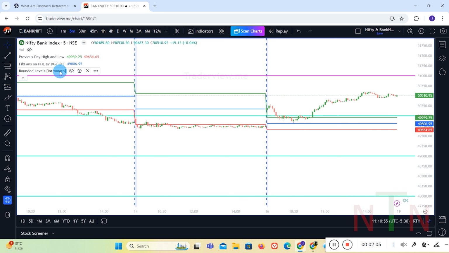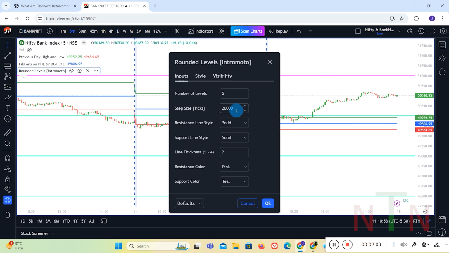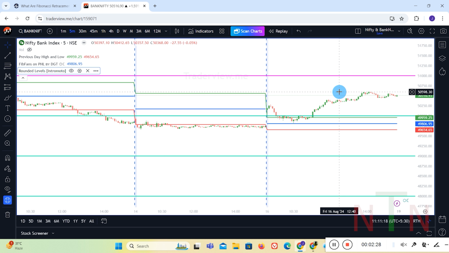I can show the settings of it. I'm putting 20,000. For 1,000, I'm putting 20,000, meaning every 1,000 level. In the case of Bank Nifty, we require 1,000 as the level, so I put 20,000 as the step size. Automatically at 1,000 intervals it gets plotted. The purple one is above, this is the current market price. Above it is showing purple, and below it is a pale green.